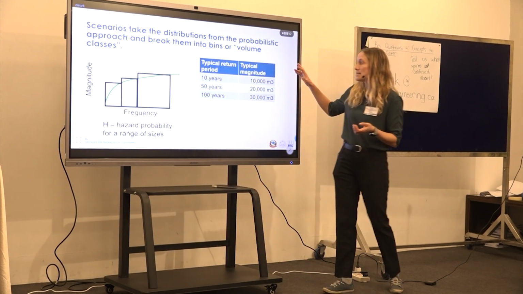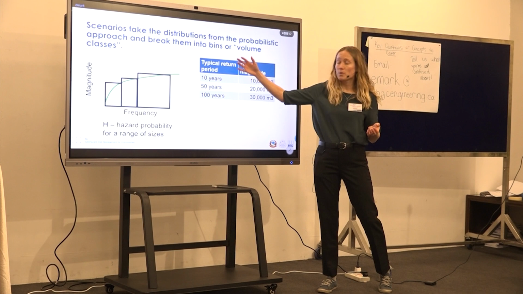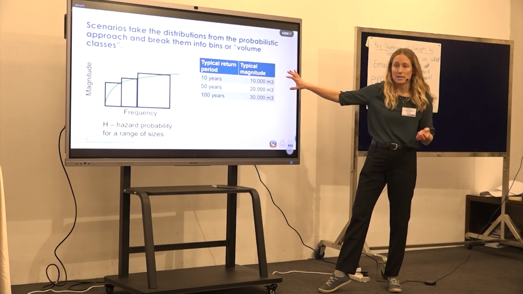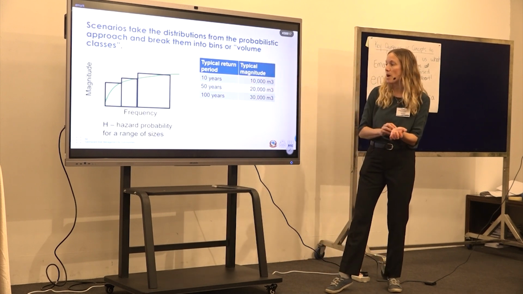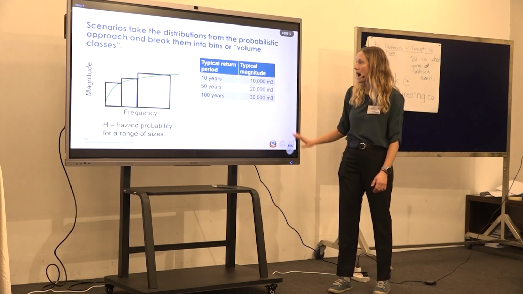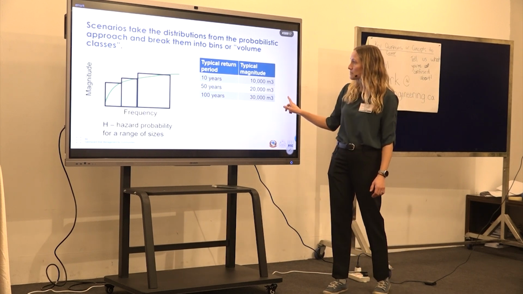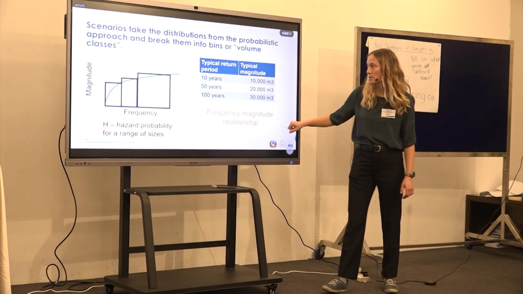And so just as an example, you might have a return period and then some typical magnitude that you've figured out by doing a hazard characterization or hazard assessment study. And this is called the frequency magnitude relationship.